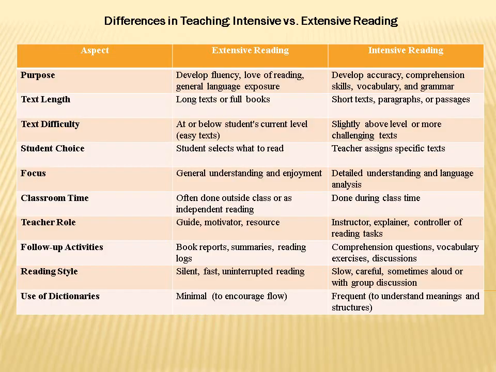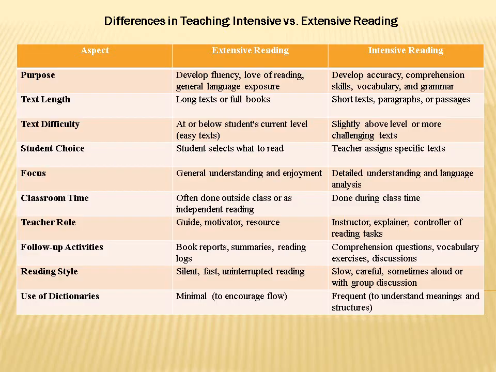Differences in teaching: intensive versus extensive reading. Aspect: extensive reading, intensive reading. Purpose: develop fluency, love of reading, and general language exposure, versus develop accuracy, comprehension skills, vocabulary, and grammar. Text length: long texts or full books, versus short texts, paragraphs, or passages. Text difficulty: at or below students' current level, easy texts, versus slightly above level or more challenging texts.